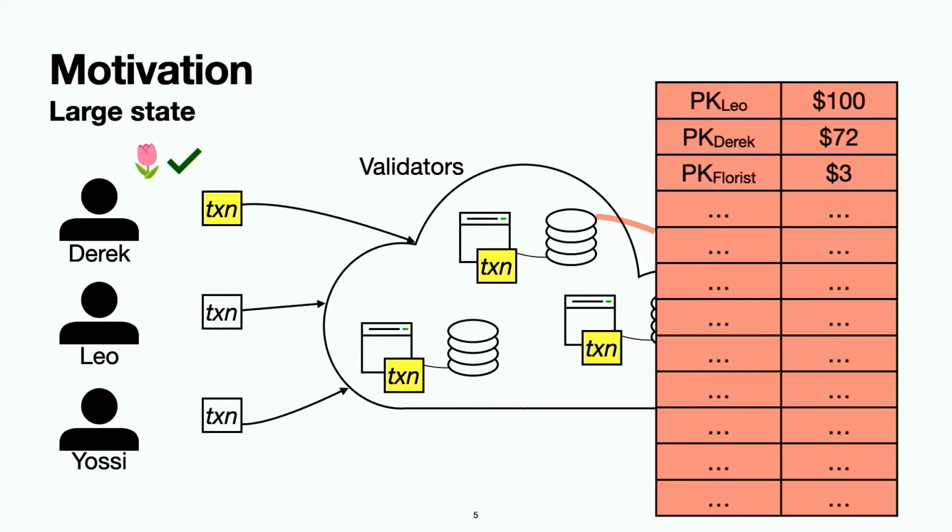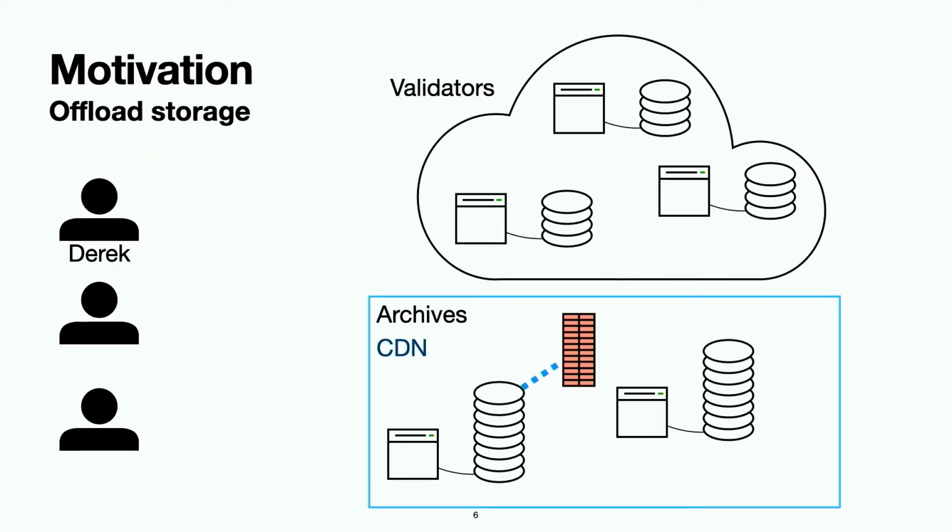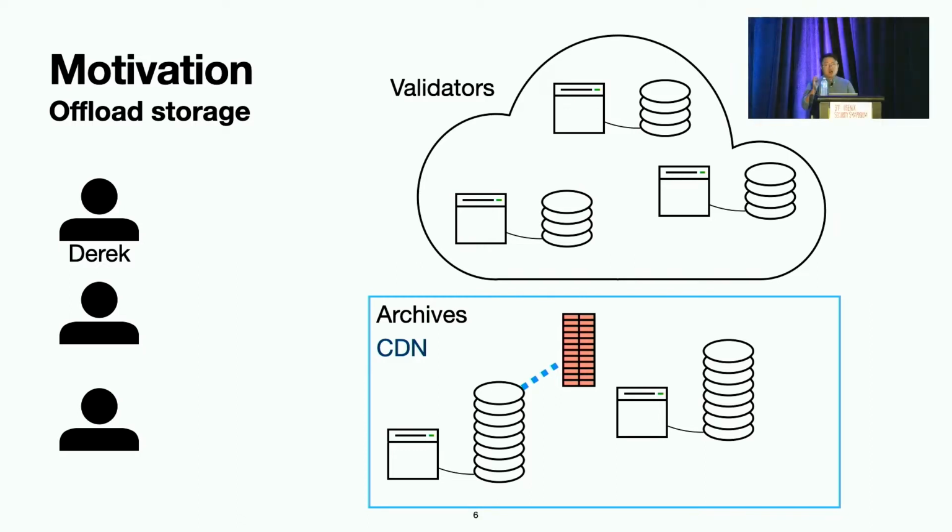One issue in this setting is that as many users join the system, the mapping can become very large, which increases storage costs on the validators. We can try to fix this problem by moving this mapping off of the validators onto untrusted third-party machines called archives, which have a lot of storage. One example of an archival service could be a content distribution network, for example.